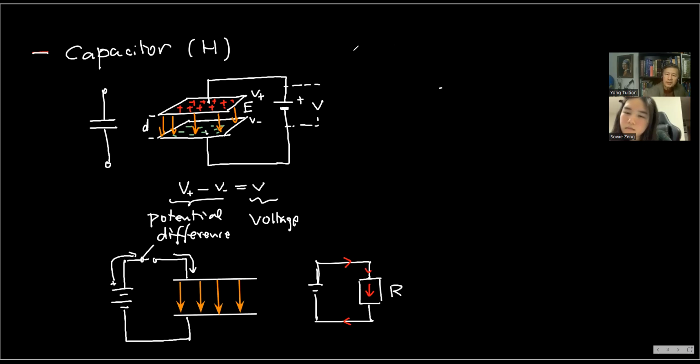Now, if I use a time-dependent diagram to describe this charge move, can you draw this diagram? This is current as a function of time. Now this is 0. Before you switch on, there's no current, right? Now, if I switch on, can you draw the graph to describe the current?